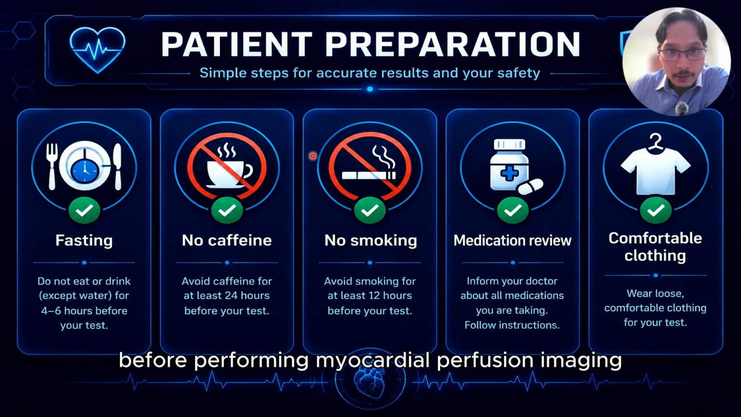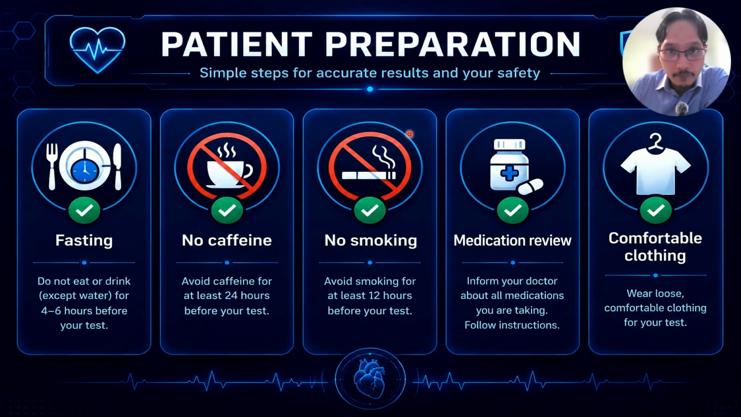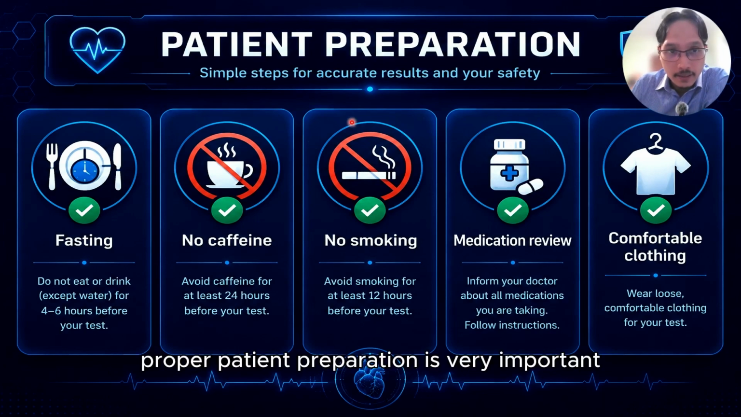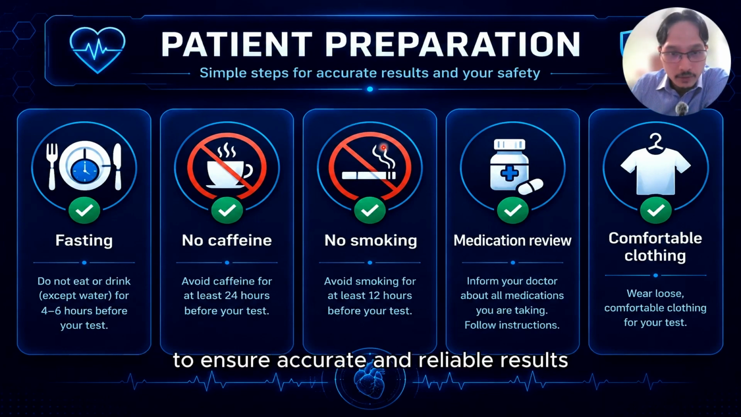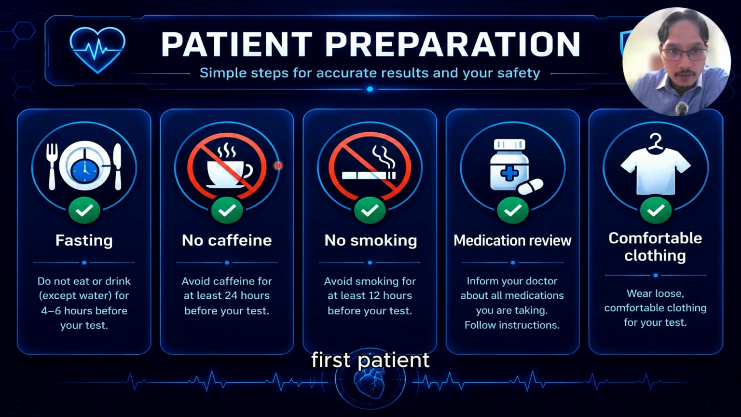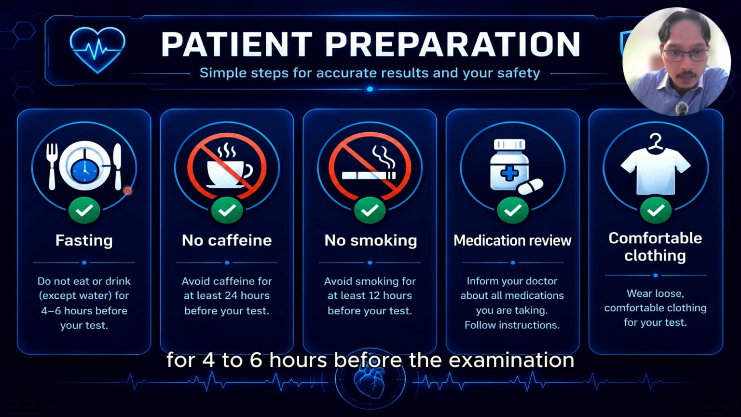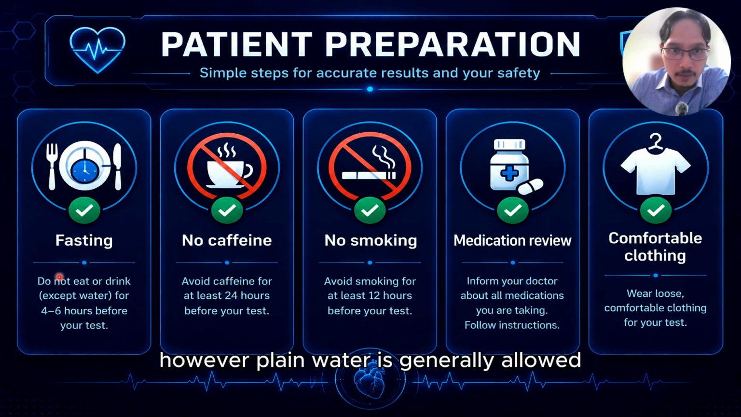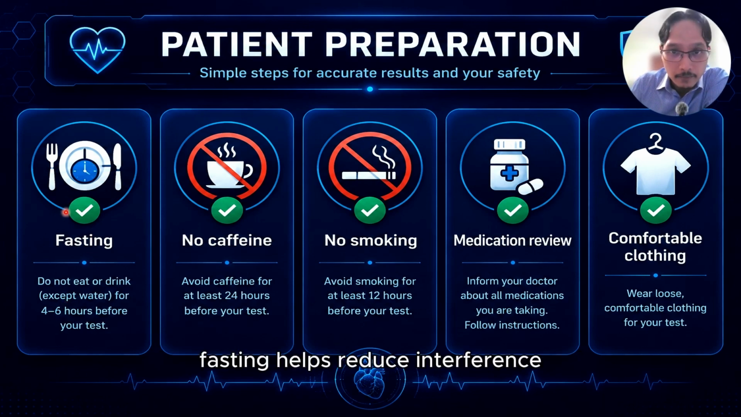Before performing myocardial perfusion imaging, proper patient preparation is very important to ensure accurate and reliable results. First, patients are usually required to fast for 4 to 6 hours before the examination. However, plain water is generally allowed. Fasting helps reduce interference and improve image quality.